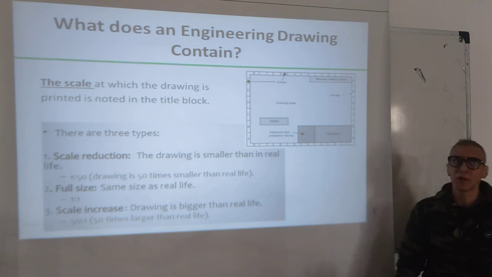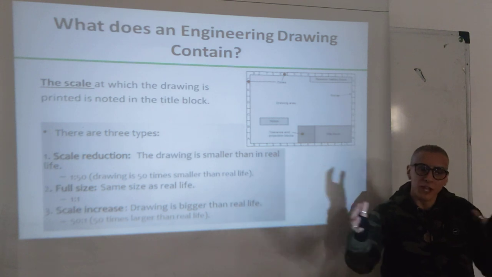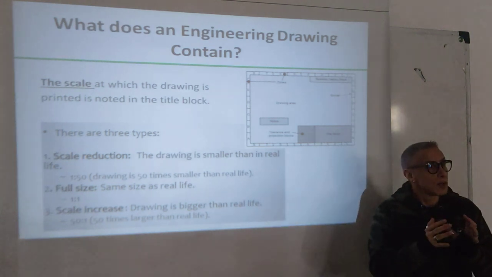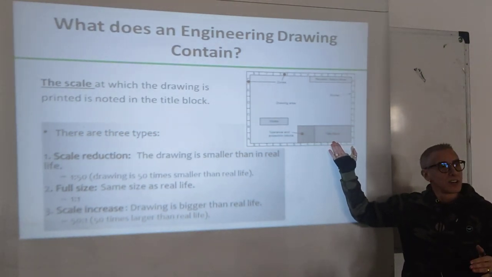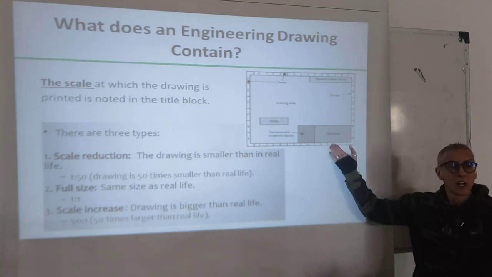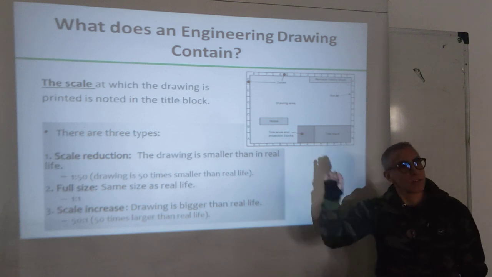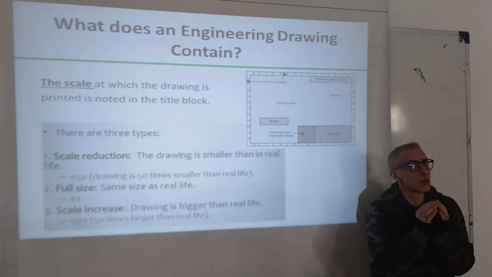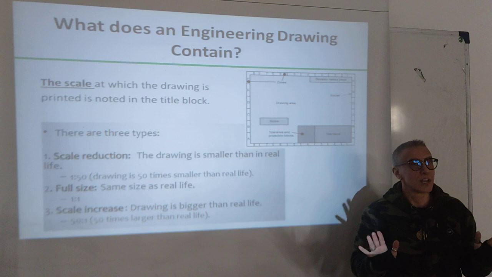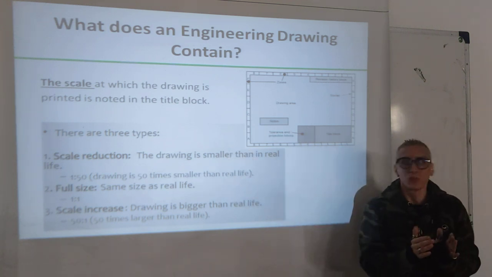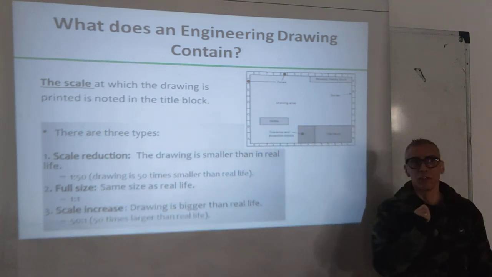Now, sometimes you have very big designs, which cannot fit into the paper in their real size, so they are scaled down, made smaller. But you need to say how much smaller. Like half, 10 times smaller, 100 times smaller. If you're using the real size, then it's 1-to-1 scale, okay? It's the real size. If it's a small object, it's advisable to use 1-to-1 scale, the real size. But if it's too big, you need to reduce, okay? So, there is scale reduction, full size, which is 1-to-1, and scale increase.